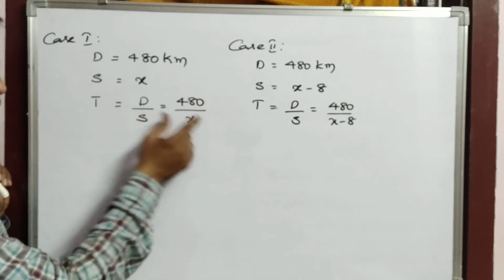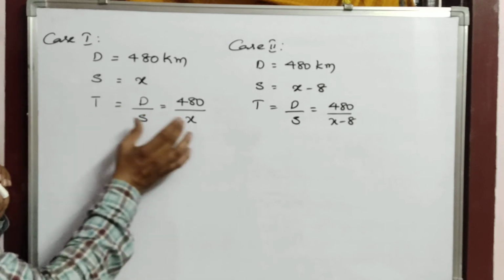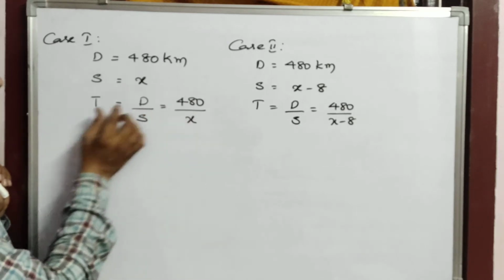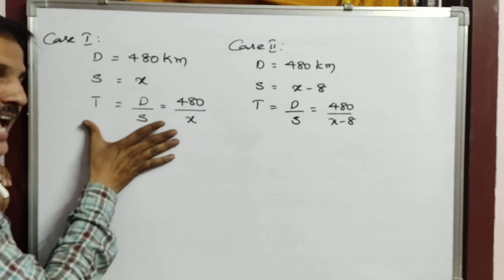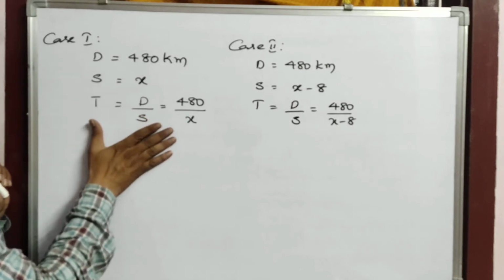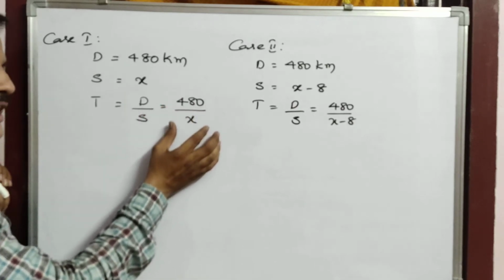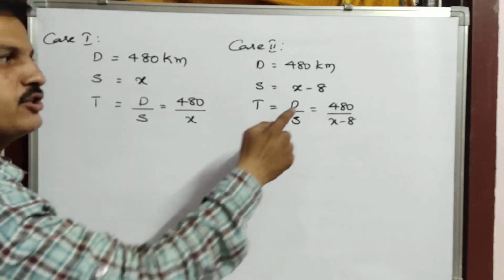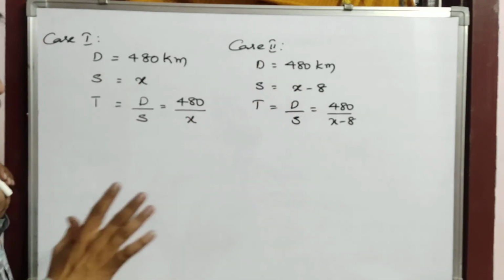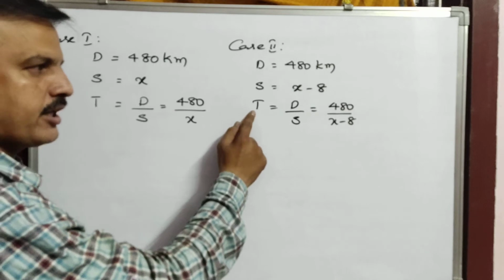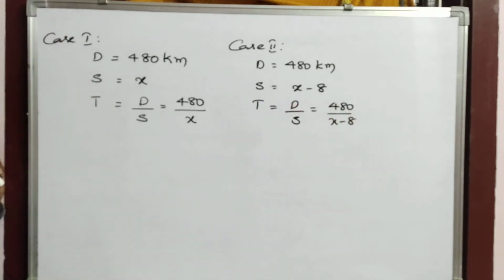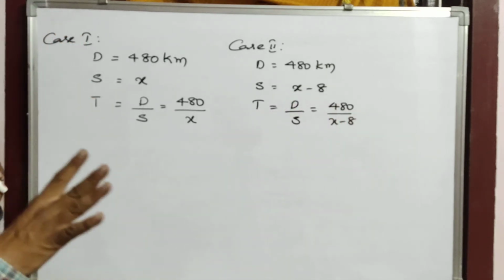Time 480 by x. Okay. This is the actual time. Time 480 by x. This is the actual time. Okay. So actual time, how much? 480 by x. Speed reduced by 8 kilometers per hour. It has reduced. Then time became how much? 480 by x minus 8. Now observe clearly here.